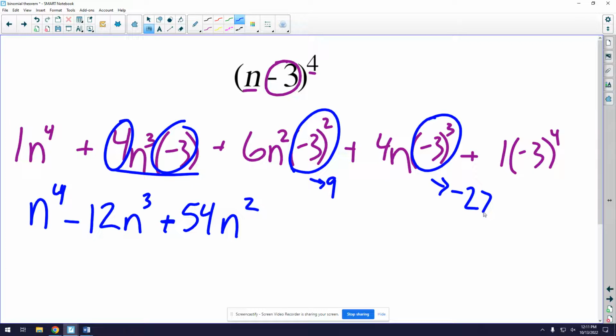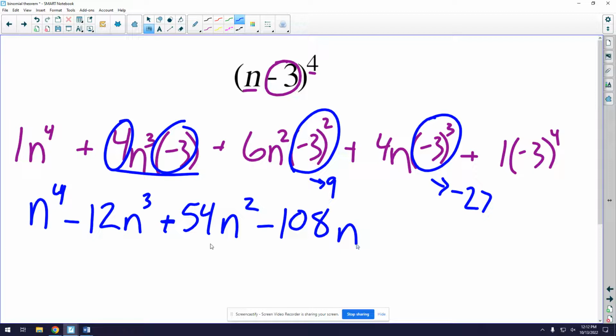But then I have that 4 also. That is 4 times -27. Feel free, use your calculators as you're doing these problems. You're going to want it. But 4 times -27 is -108n. You also could just straight in your calculator type in 4 times, and then in parentheses, -3 to the 3rd, and it'll straight give you -108 instead of doing it in 2 steps.